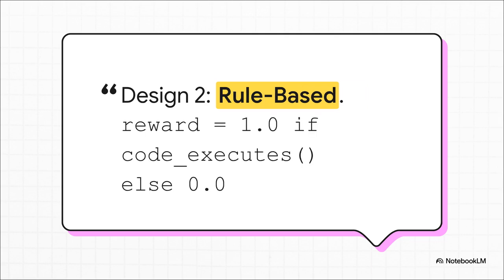Now, for tasks like math or coding, you can be way more objective. Here, the reward can be based on a simple question: does it work? This function gives a perfect score of 1.0 if the generated code executes without any errors, and a big fat 0 if it doesn't. It's a crystal clear binary signal of success.